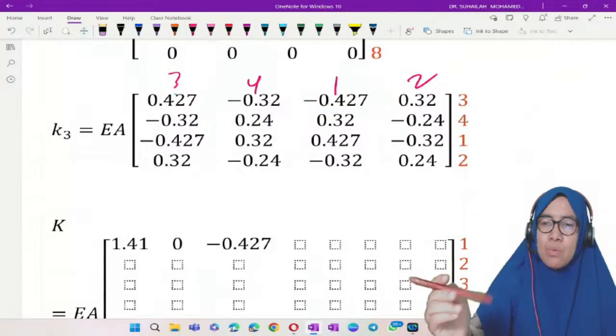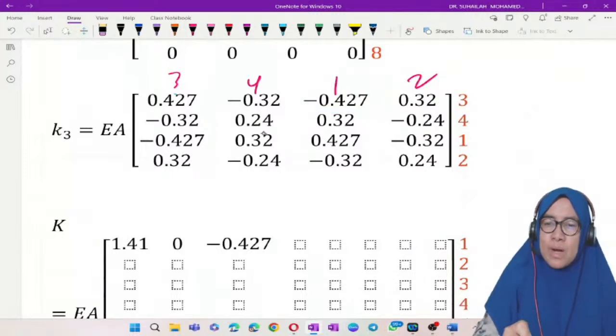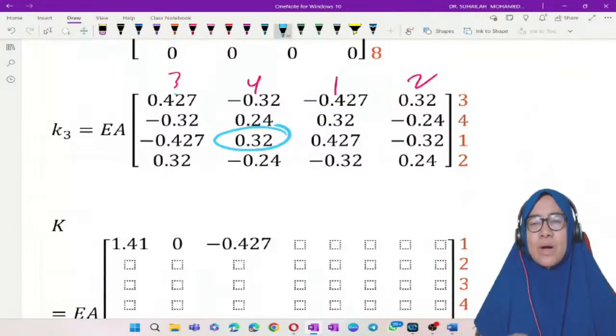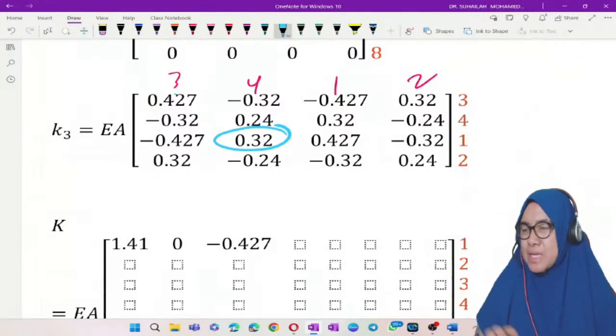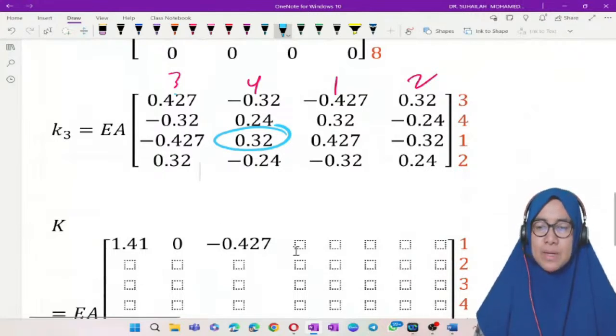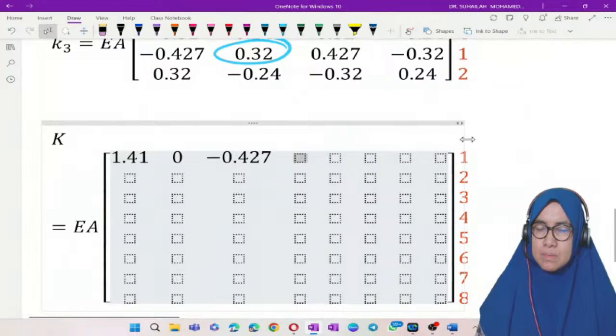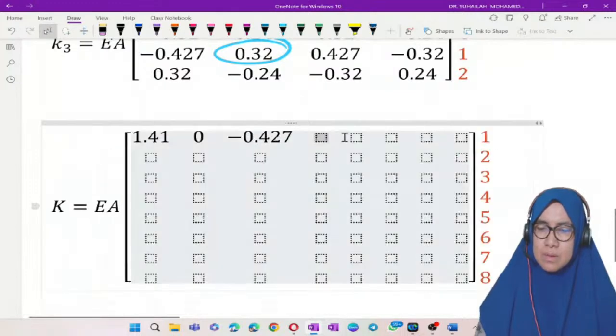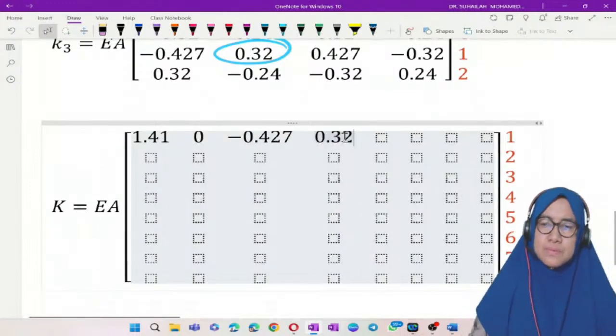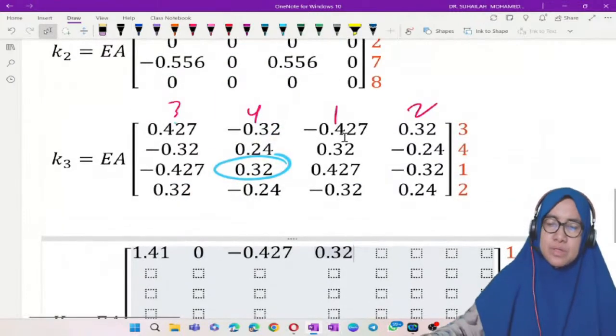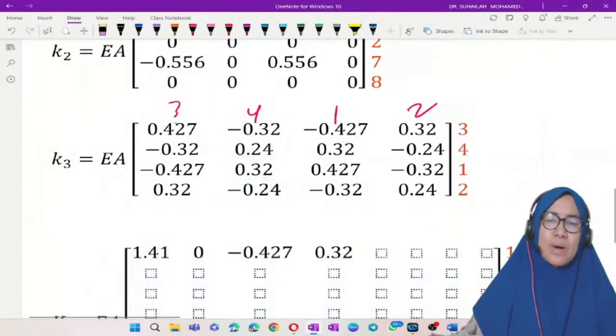1,4 and 4,1 are the same. It is 0.32. Next is 1,5.